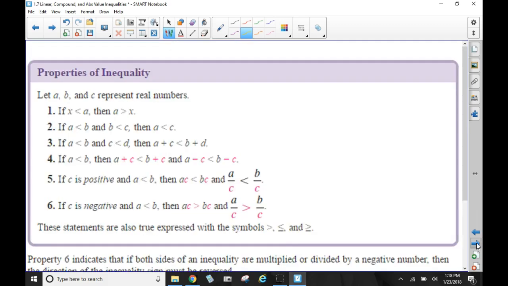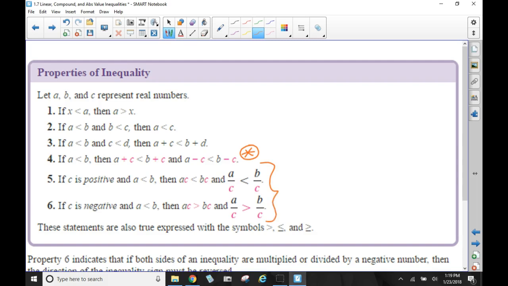Here are some properties of inequality. The ones we're specifically going to be using to solve our inequalities are the addition and subtraction properties. That allows you to add or subtract something from both sides of an inequality and not change the truthfulness of the inequality.